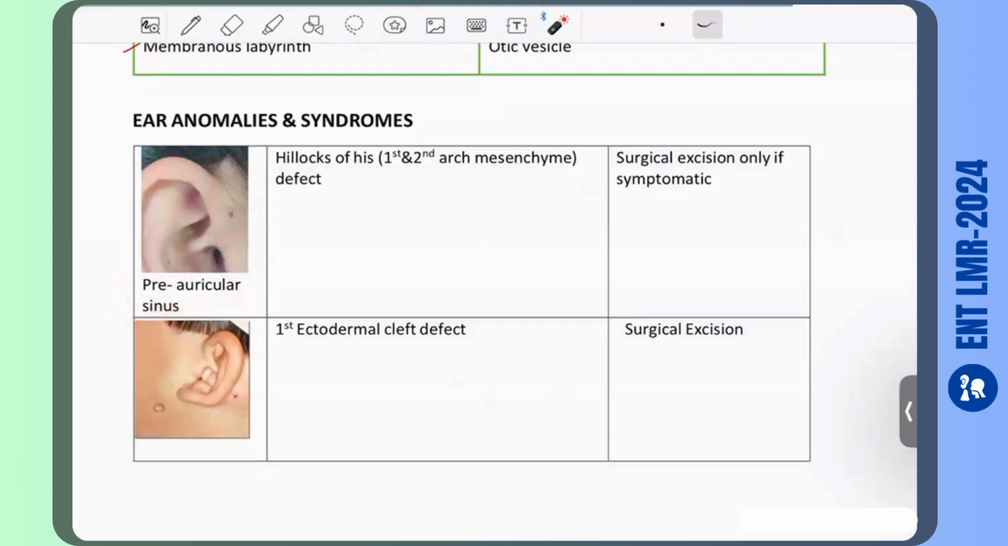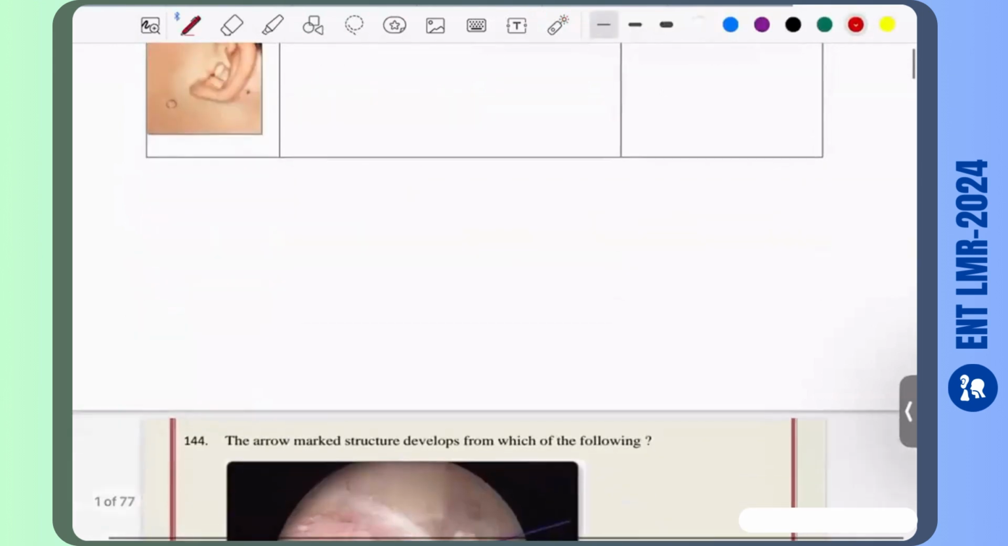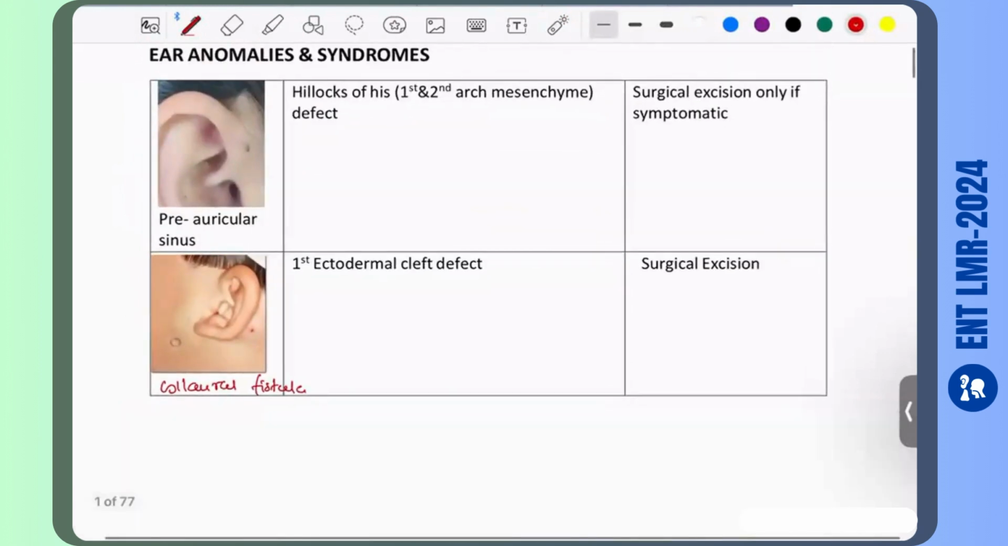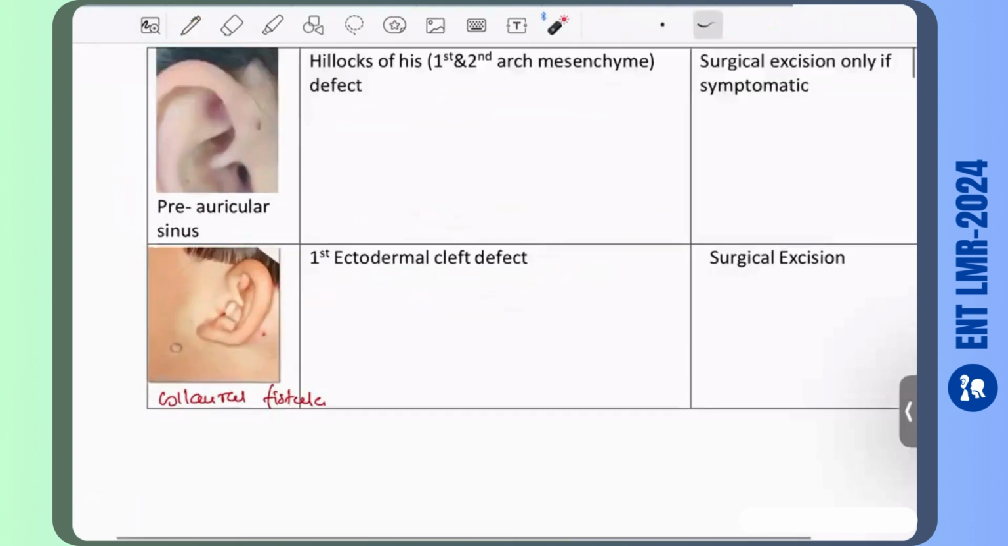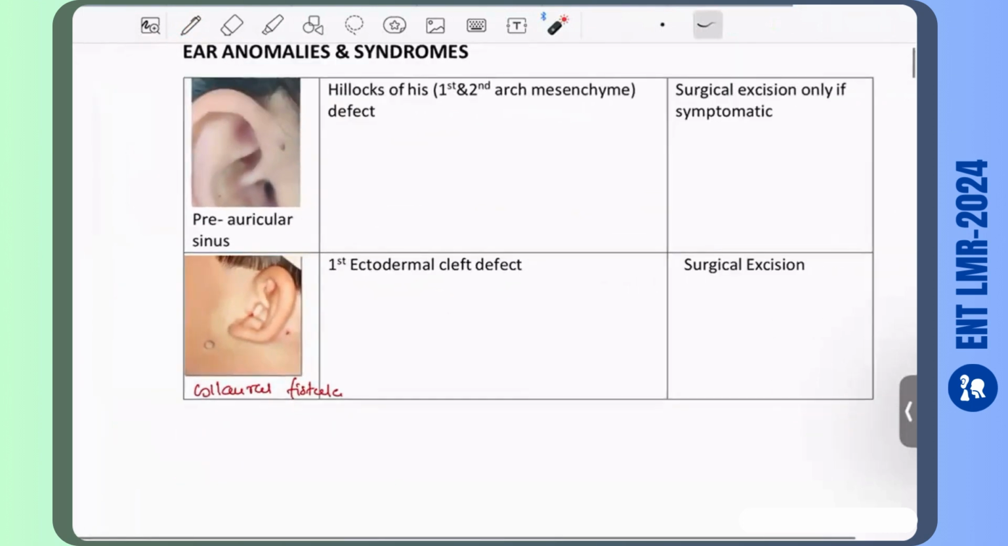If the patient has discharge from this sinus, you should do surgical excision. If it is asymptomatic, don't do any surgery. Then another disease is called first branchial fistula. This is the first ectodermal cleft defect. See here, one opening is at the floor of the external canal. The next opening is at the angle of mandible. Floor of the external canal and angle of mandible is the first branchial fistula.